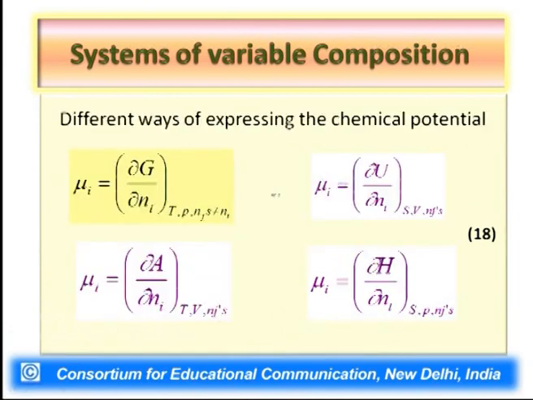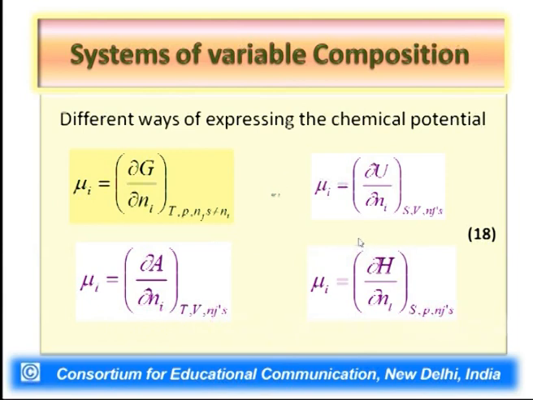With this, we come to the conclusion for these different ways of expressing chemical potential. So, you can see here we have 4 different ways we have studied for expressing chemical potential. We can express it in terms of change in Gibbs free energy, in terms of change in internal energy, in terms of change in Helmholtz free energy, and in terms of change in enthalpy.